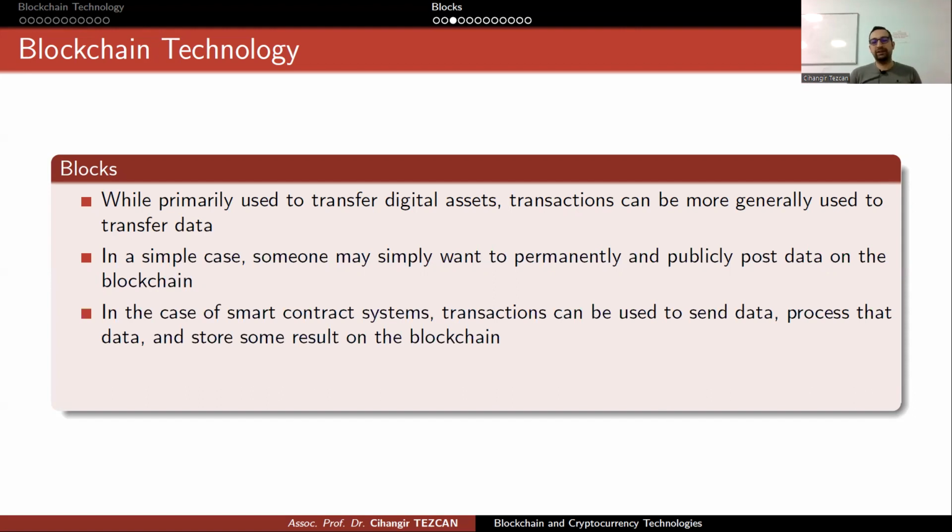In the case of smart contract systems, transactions can be used to send data, process that data, and store some results on the blockchain. Smart contracts are defined differently in different blockchains. For instance, in Bitcoin, we also have smart contracts, but there when we say smart contract, we are thinking about a contract that is digital. For instance, you want to sell somebody a house and you want to create a transaction about it. You physically give the house and then you write it on the blockchain somehow. This is also considered a smart contract.